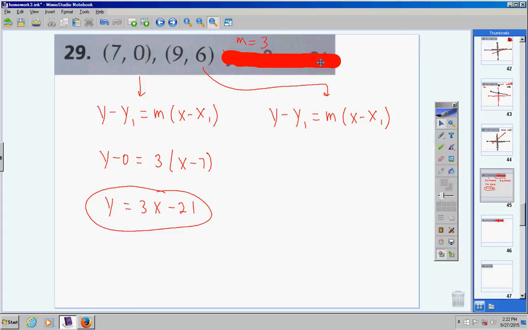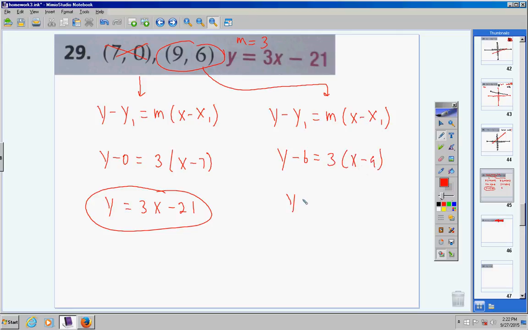Now one thing you can't do is take an x value from here and a y value from over here. You pick one point or the other. So we picked this point right here. Now we're going to pick this point, and we're going to get out the exact same answer. y minus a y value. My y value is 6, so y minus 6. My slope is 3. Then x minus an x value. My x value is 9, so x minus 9. Multiply your 3 through carefully. 3 times x is 3x. 3 times negative 9 is negative 27.